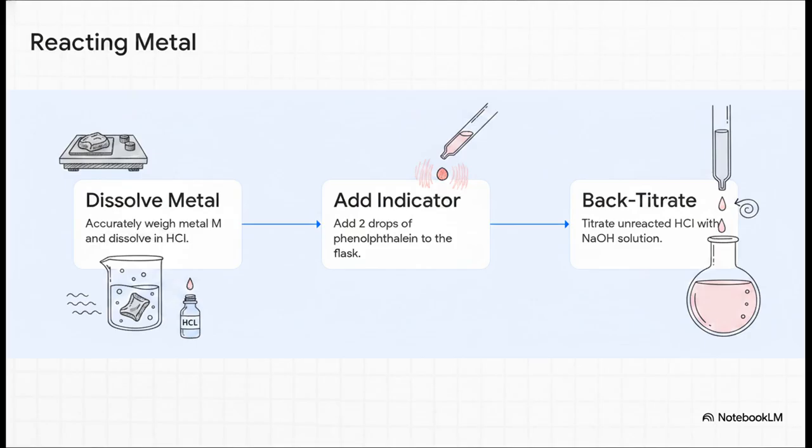Next up, the real interrogation begins. We clean our metallic suspect, weigh it down to the tiniest fraction of a gram, and drop it into 25 milliliters of our newly standardized acid. We let it react completely. Once it's fully dissolved, we add our phenolphthalein, and then we measure the change, the unreacted acid left over. We do this by titrating it again with our base. The volume of base we use tells us exactly how much acid survived that initial reaction.